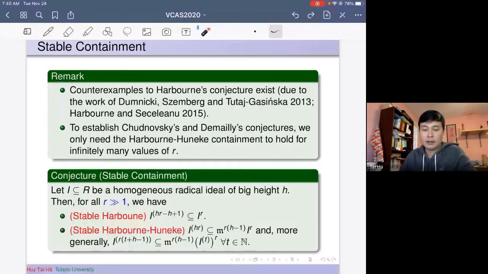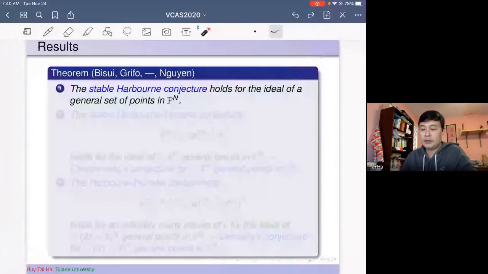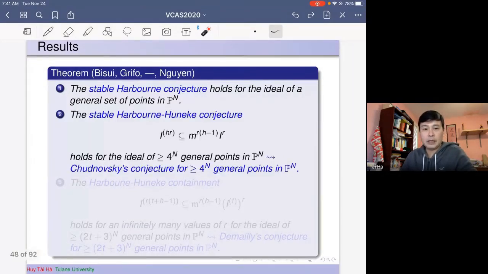Okay, so now let me state all the theorems in our papers. The first theorem that we prove is that the stable Harbourne conjecture holds for the ideal of any general set of points in P^n. And the stable Harbourne-Huneke conjecture holds for the ideal of at least 4^n general points in P^n. And that's why we get Chudnovsky's conjecture for at least 4^n general points in P^n.